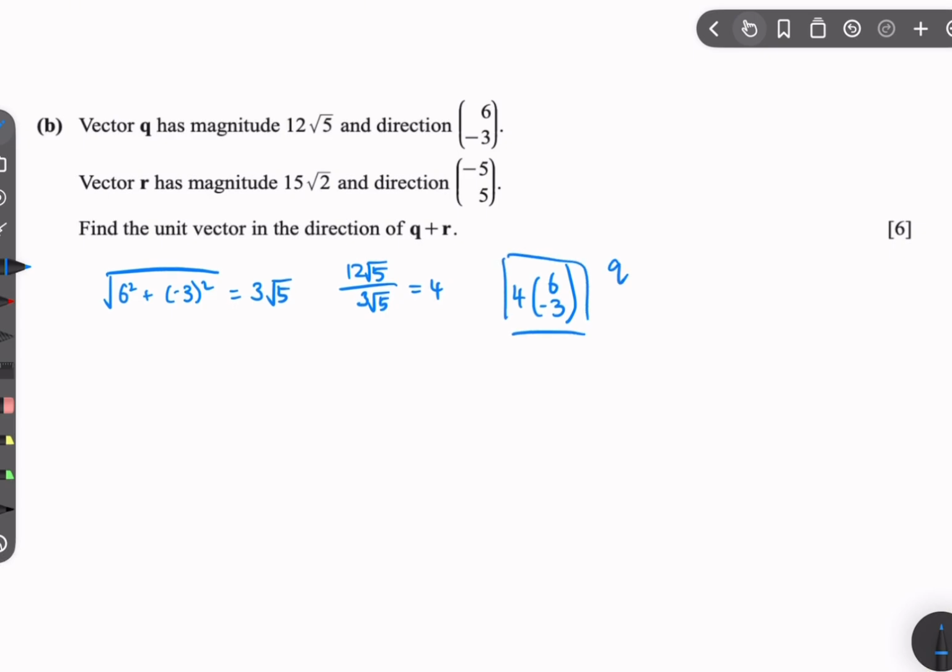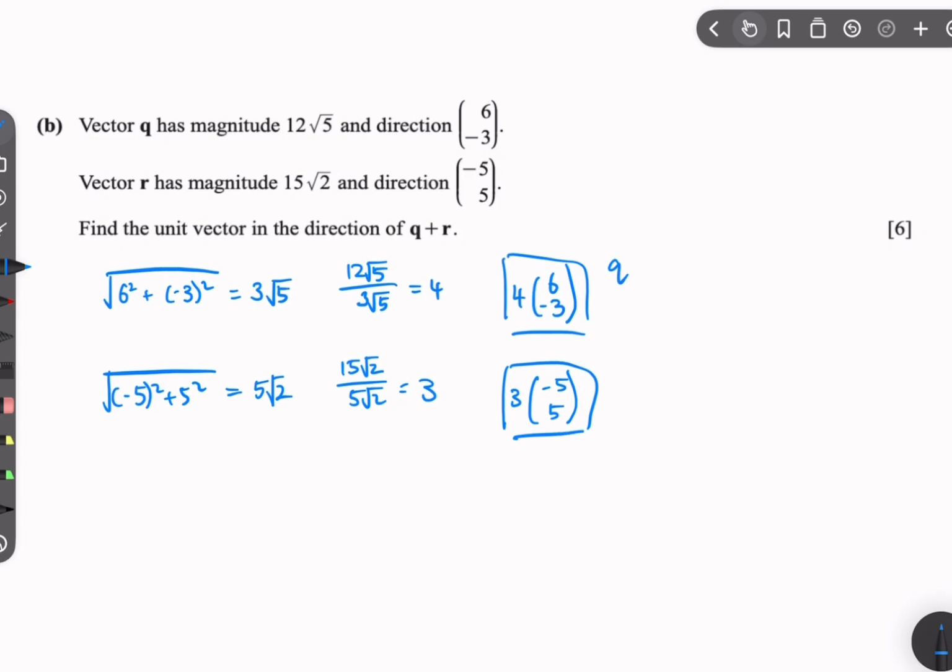And we'll do the same for vector R. We find the magnitude, and then we compare with the actual magnitude given. 15√2 divided by 5√2 will give 3. So the magnitude is 3 times the magnitude of the vector. So we need to take 3 times the vector of the direction. So this is R.